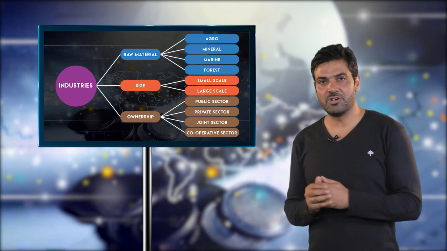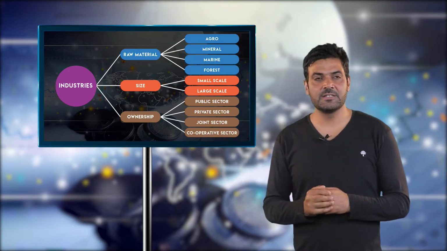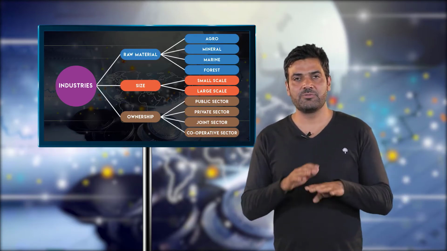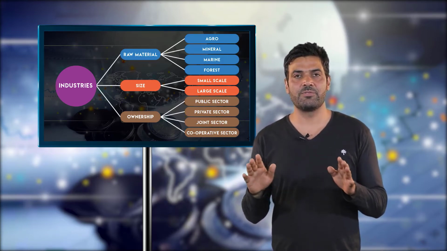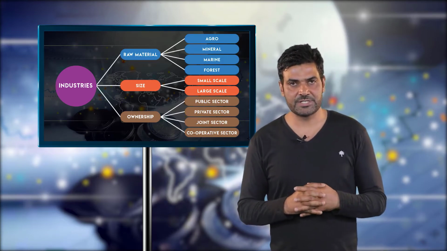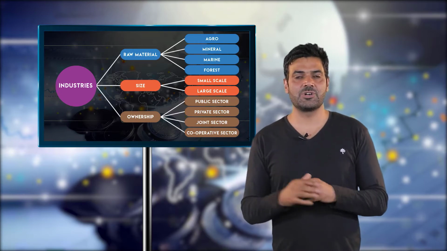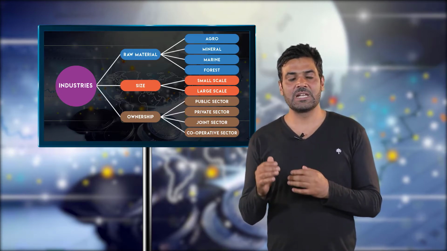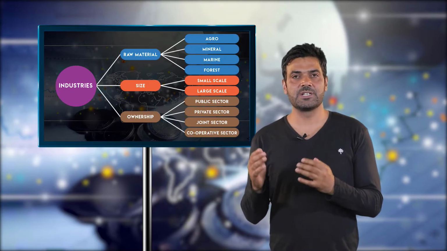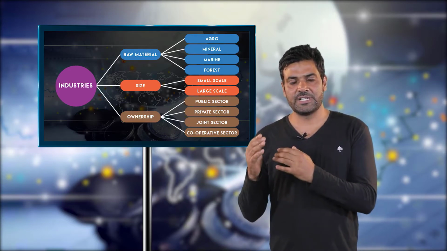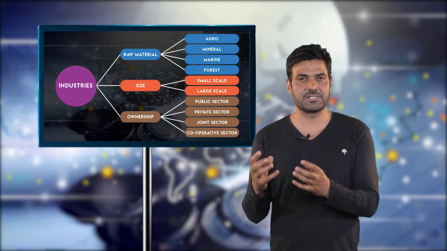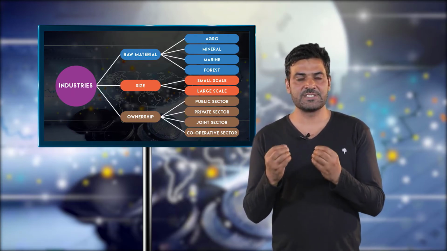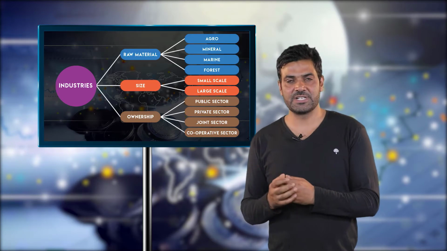As you can see on the board, it's been displayed there. We can classify industries in a variety of ways. There are a number of ways in which we can classify industries. For example, at the top level, we classify industry in accordance with the three sector theory into different sectors, for example, primary sector, secondary sector, or tertiary sector.